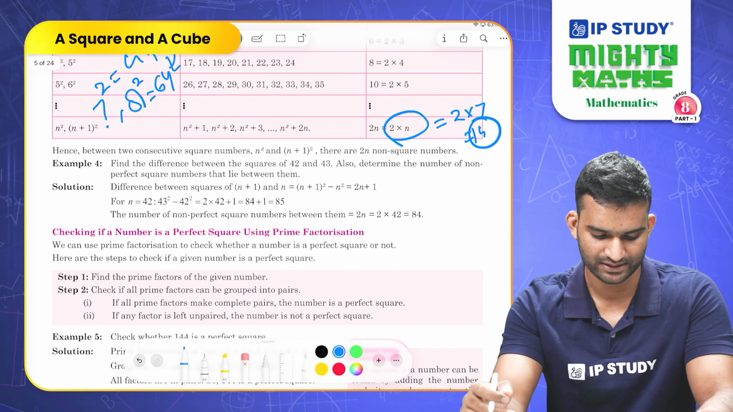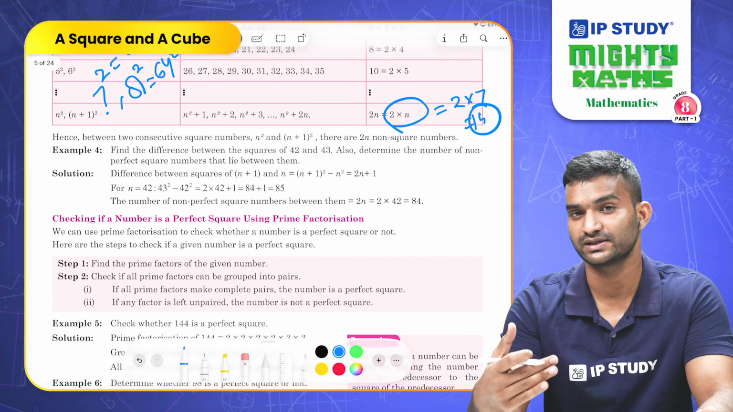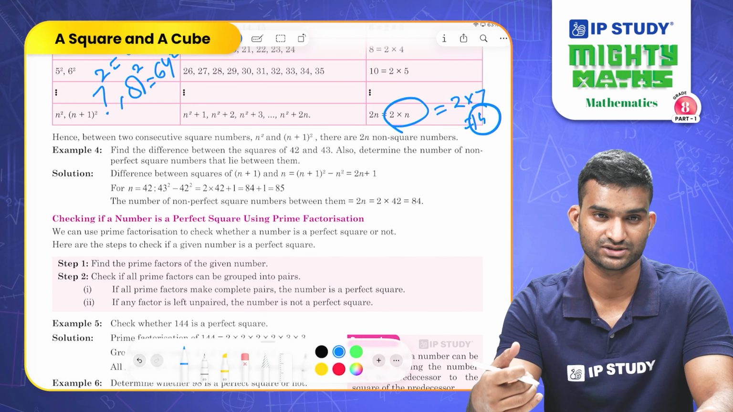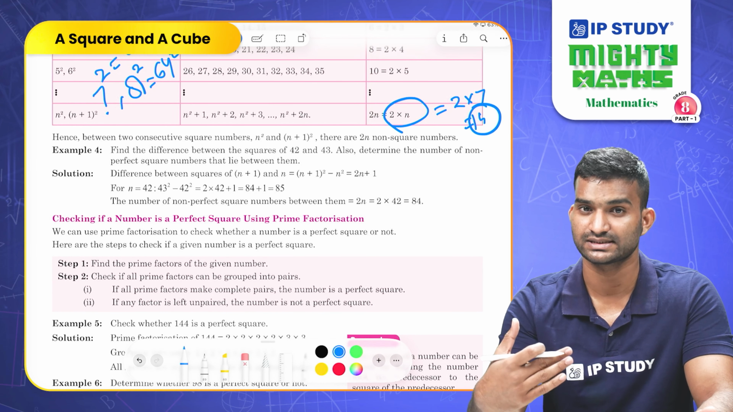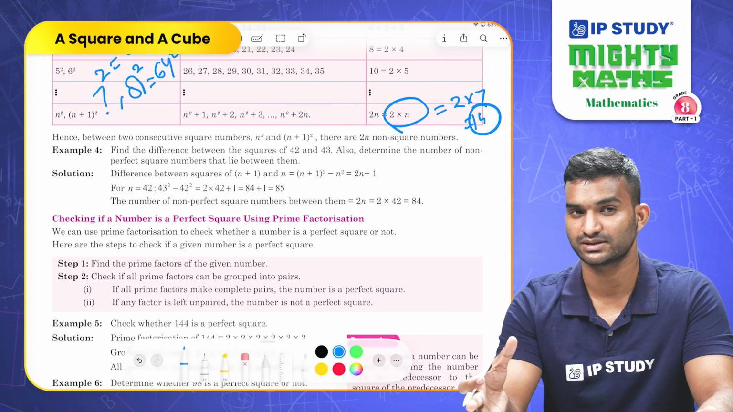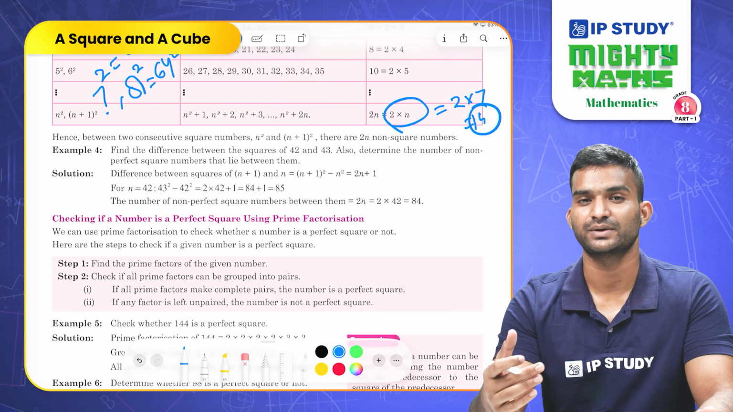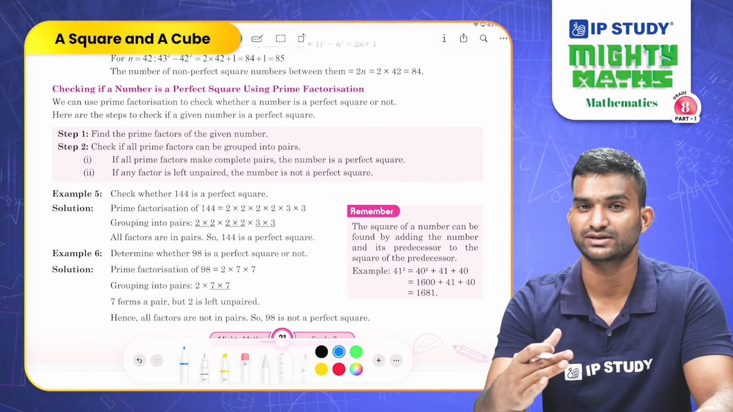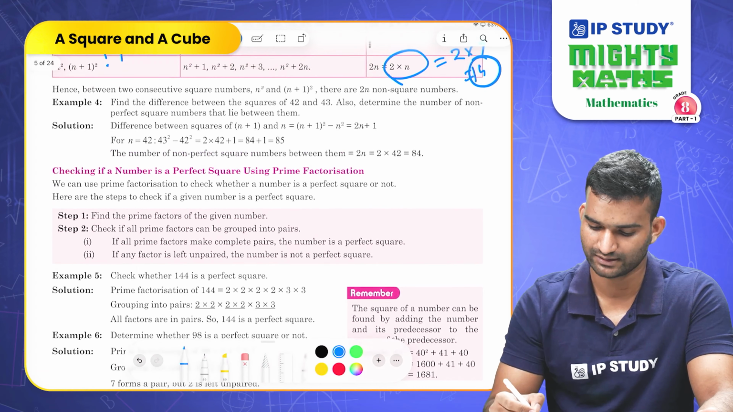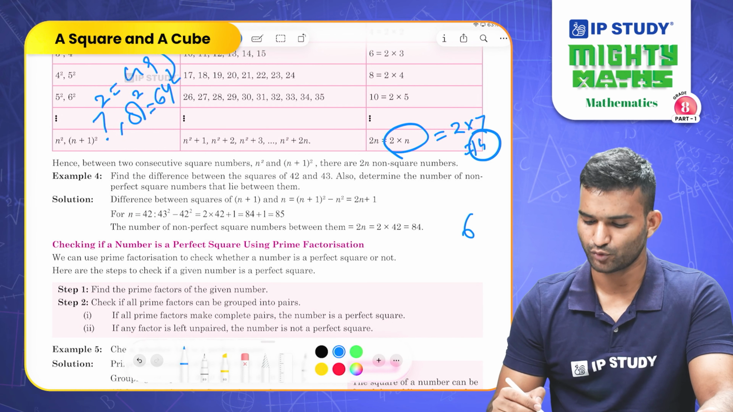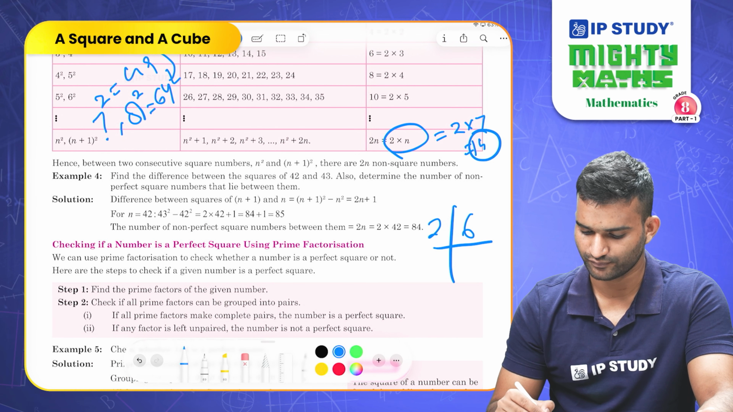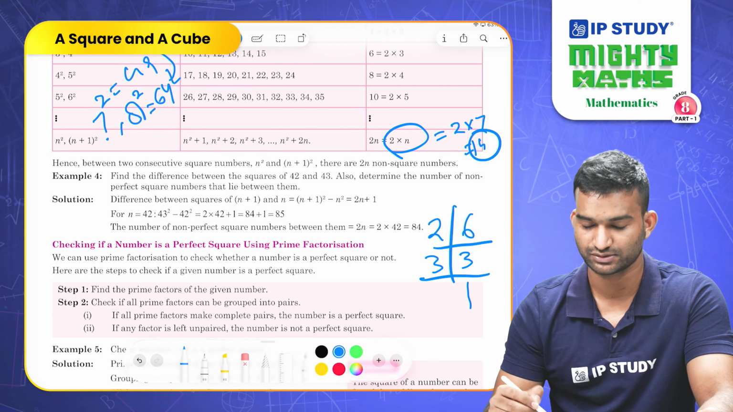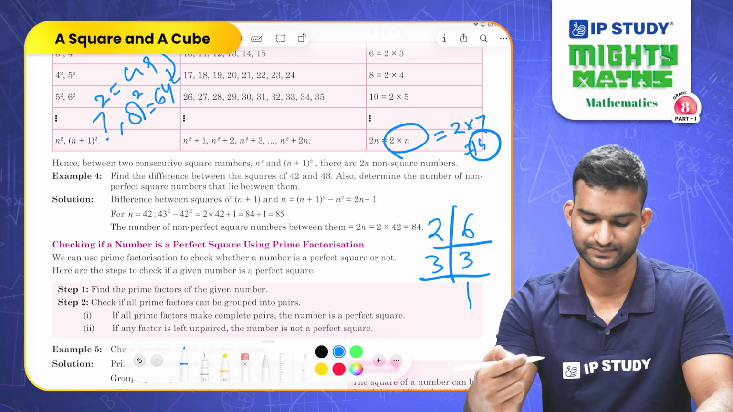So our next topic is, how do we understand whether a given number is a perfect square or not? There is a method called prime factorization, and we are going to use this method to differentiate whether a number is a perfect square or not. Prime factorization is a method in which we look for the prime factors of a number. For example, if we have 6, what are the prime factors of 6? When we divide this number by 2, we get 3. When 3 is divided by 3, we get 1. So the prime factors of 6 are 2 and 3.